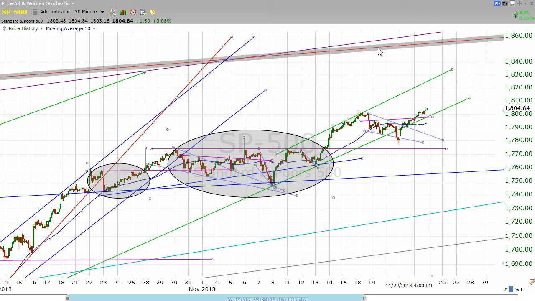This is resistance. This would be resistance, and yeah, this would be resistance too. But I just don't see the market putting on 26 points on Monday to tag this line. Maybe we could get to it in a few days or in a week or so.